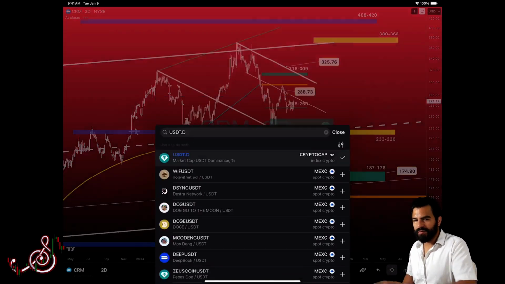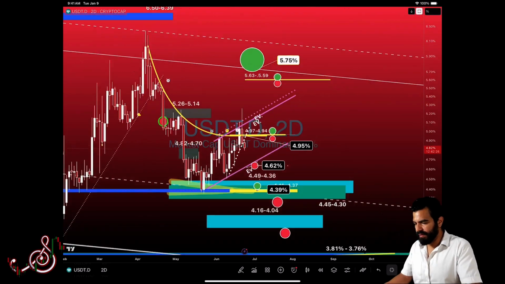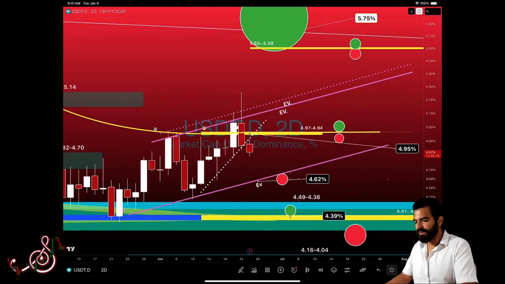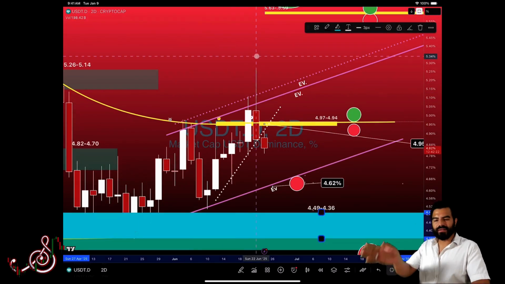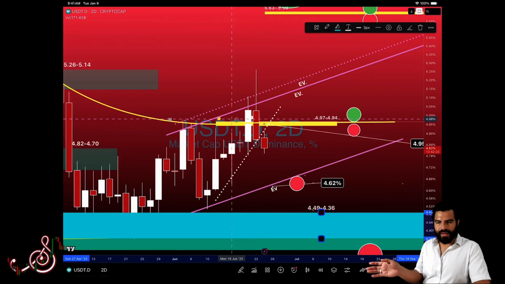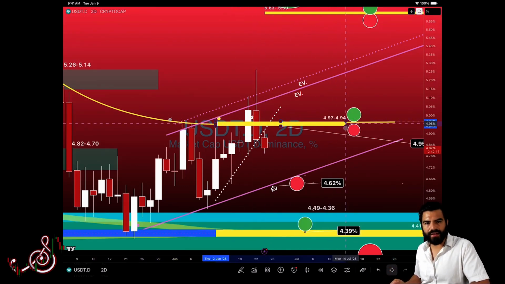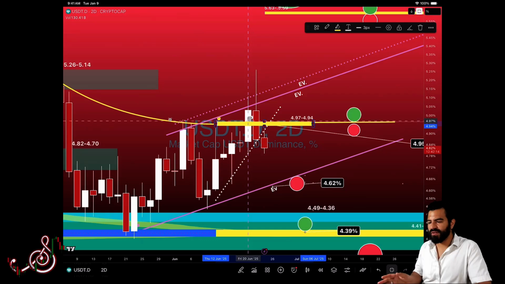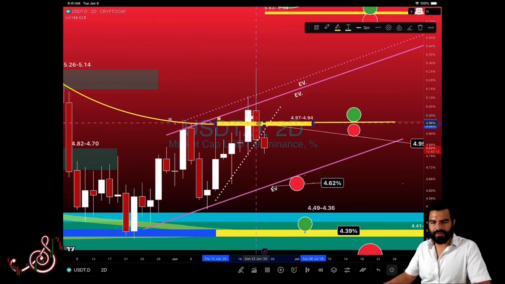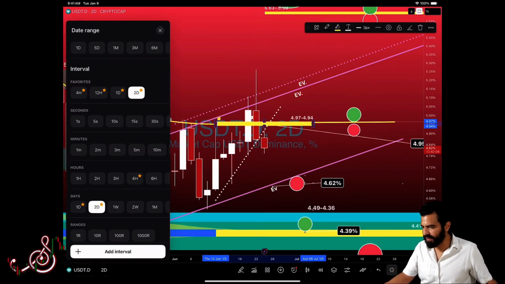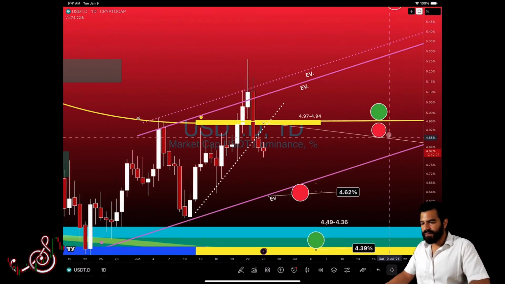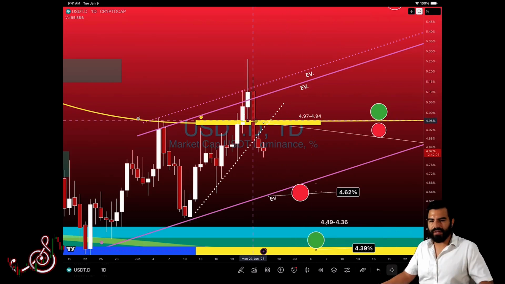USDT.D, and you will see that the line has been cracked and not respected this one, okay, the flat. Okay, where it levels off, we did not stop here. However, on the daily chart, we came down and we didn't close there.